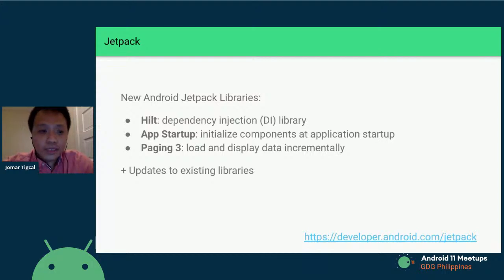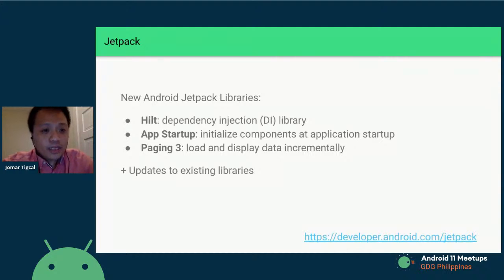They also announced three new libraries. Hilt is for dependency injection. It can be used with Dagger. If you are wondering why it's named Hilt, it's like the container for the Dagger, so that's why it's named Hilt.